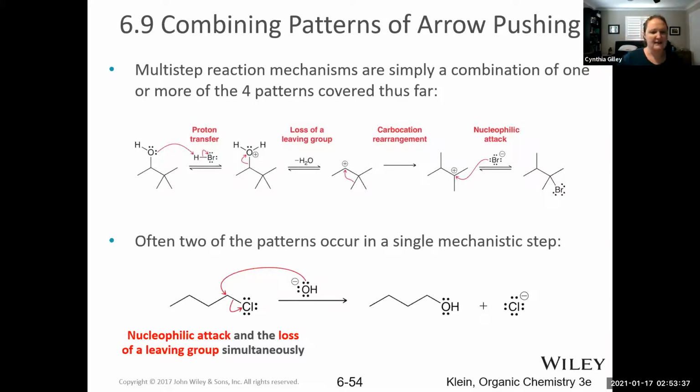Okay, and sometimes mechanistic steps can involve more than one pattern. So for example, hopefully you remember the term SN2. In an SN2 reaction, we have a nucleophilic attack and the loss of a leaving group occurring simultaneously. And so in this one step, we actually have 2 patterns. We have both the nucleophilic attack and the loss of a leaving group, right? And that can occur sometimes in different mechanisms.